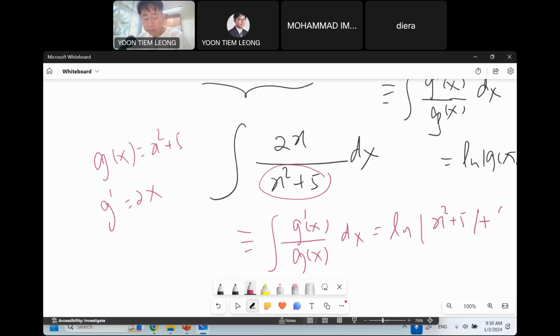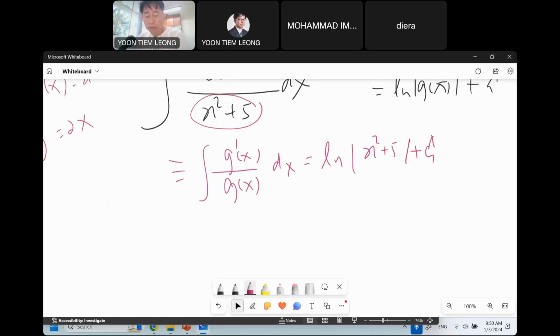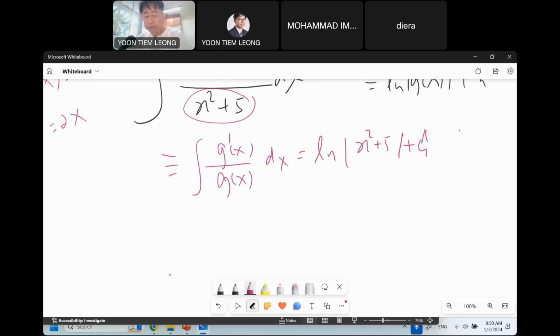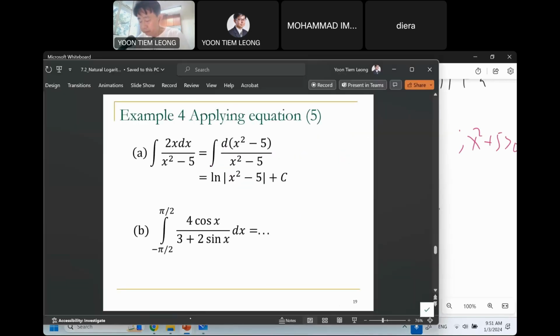And also, don't forget the constant c. Now, since x squared plus 5 is always larger than 0, it doesn't matter if you throw away the absolute sign, because the function is always positive with or without the absolute sign. You can perform another definite integration, of 4 cos x over 3 plus 2 sine x.